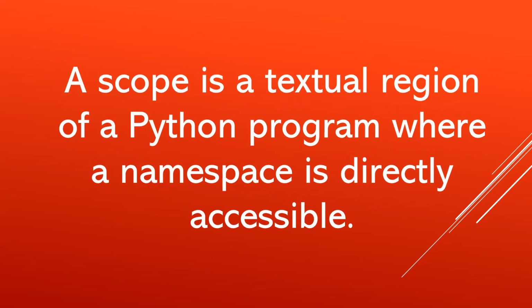A scope is the textual region of a Python program where a namespace is directly accessible. For example, if we define a function, we give it a name and we give it variables, we will have local variables. And this scope is where the namespace is directly accessible. So inside the function, if you define your variable and call it inside the function, you will get the result. But if we call it outside the function, it will say that it is not defined. Okay?